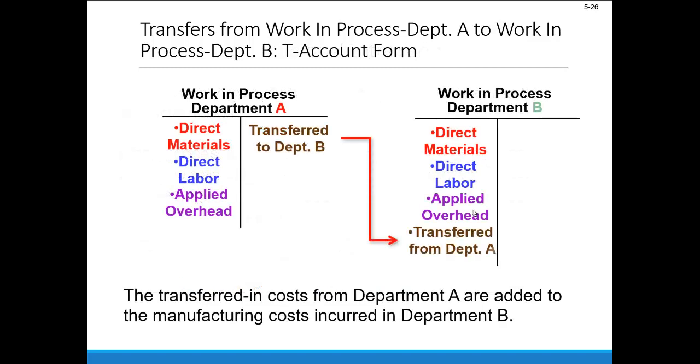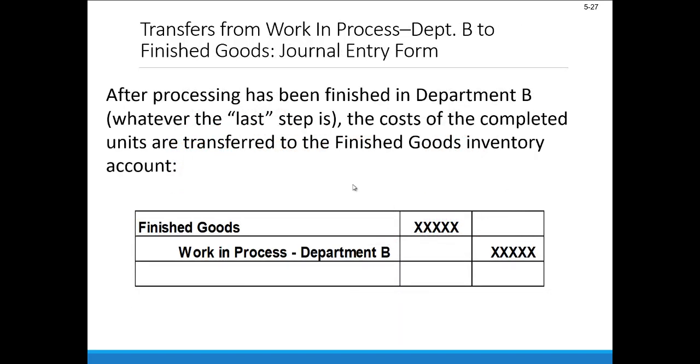And again, we'd see that in the T account, so the ledger, credit side for work in process department A, debit side for work in process department B. Now, let's assume that department B was the last step along the production line here. We do still need to show that these goods are completely done and ready to sell to customers. So we'll have a debit to finished goods, just like we did in our job order costing system. And we'll have a credit to work in process for department B for that same amount.